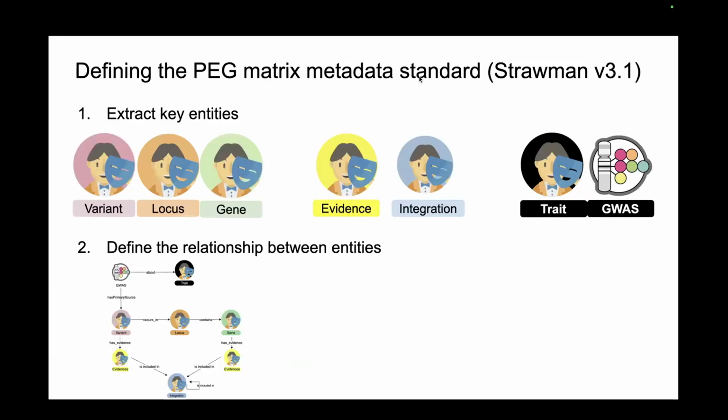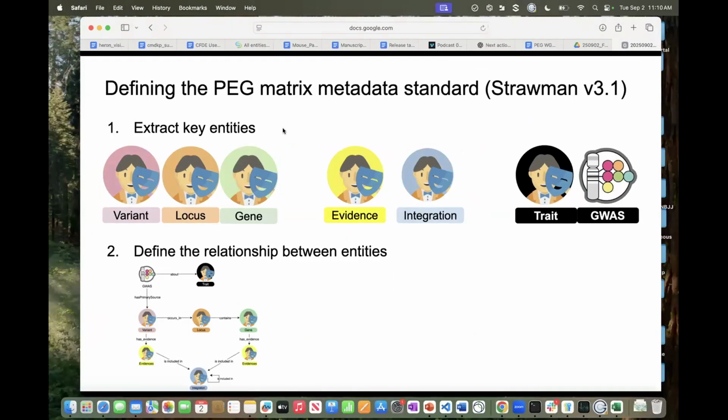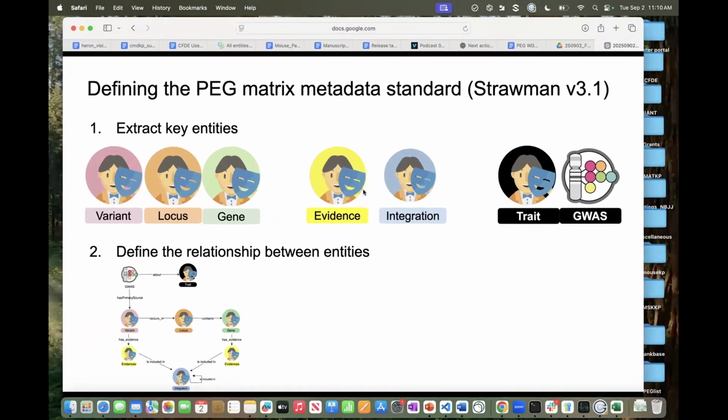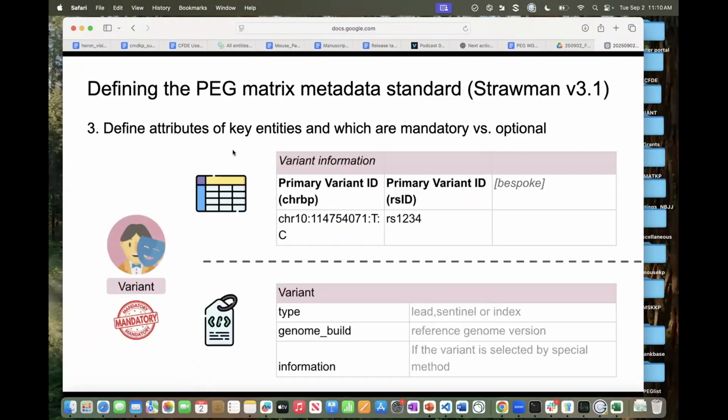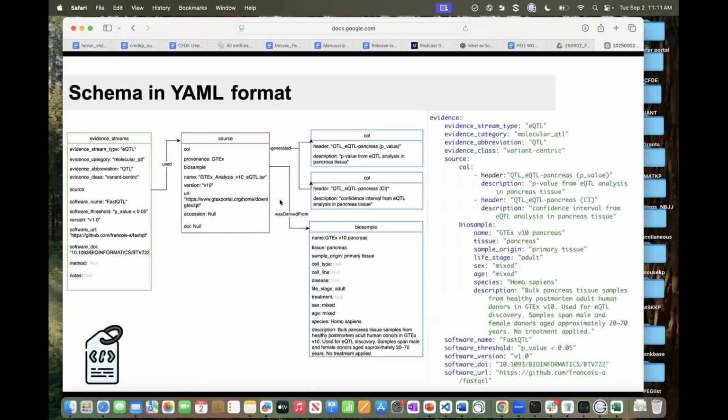This is just a reminder of how we defined the PEG matrix metadata standard for our current version. We started by extracting key entities. We then defined the relationship between these entities to define the attributes of the key entities and which of them should be mandatory versus optional. So for instance, variant level information should be mandatory, and we defined what the mandatory information for each variant would be within that matrix. And then finally, we defined a schema in YAML format that could be used for this new metadata standard.